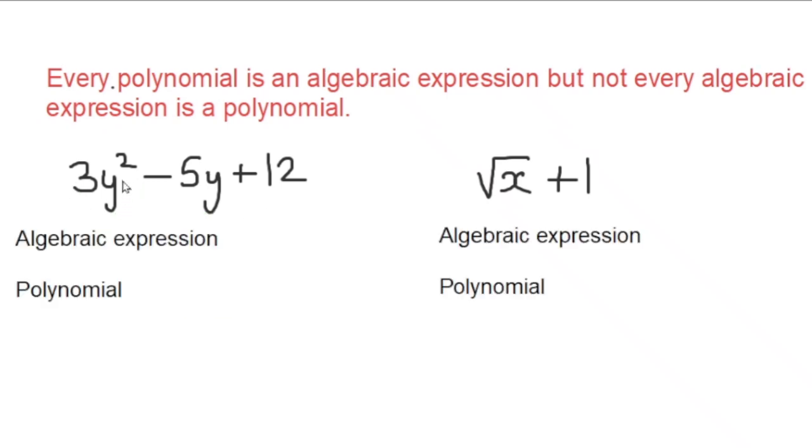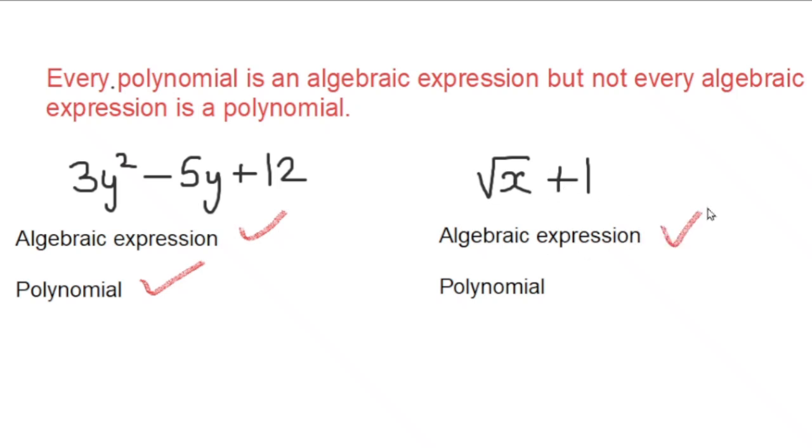See this first one, 3y square minus 5y plus 12. Here the powers are 2 and here it is 1. So the first example is an algebraic expression, and it is also a polynomial. Now see the second example, root x plus 1. Here it is an algebraic expression, right?